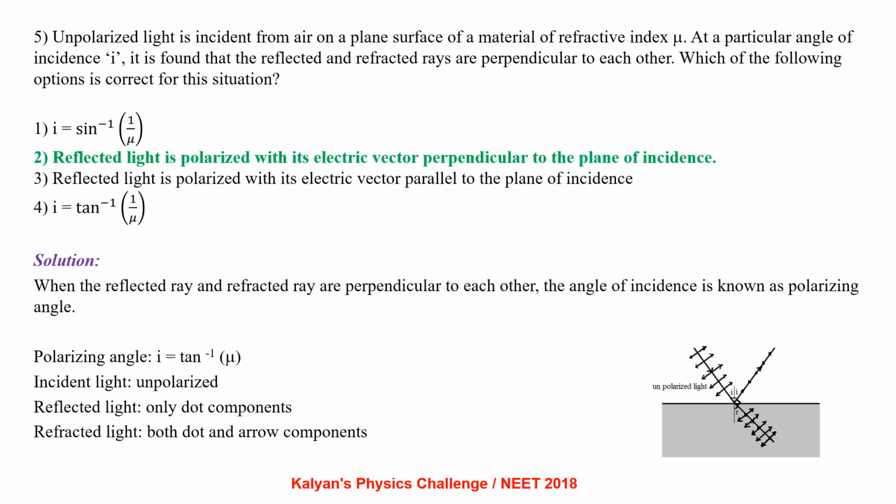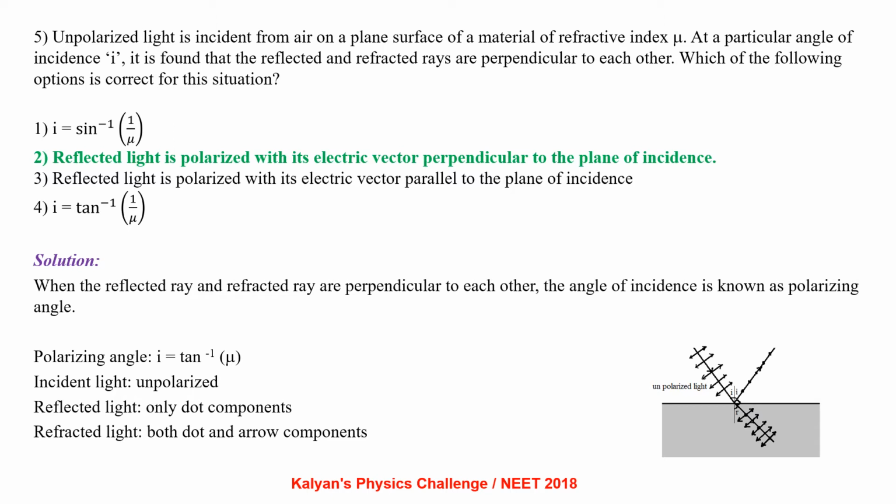Unpolarized light is incident from air on a plane surface of a material of refractive index mu. At a particular angle of incidence i, it is found that the refracted and reflected rays are perpendicular to each other. Which of the following options is correct for this situation? Angle of incidence i equals sin inverse 1 by mu. Reflected light is polarized with its electric field vector perpendicular to the plane of incidence. Reflected light is polarized with its electric field vector parallel to the plane of incidence. Then angle of incidence i equals tan inverse 1 by mu.